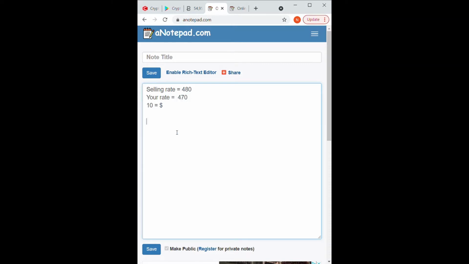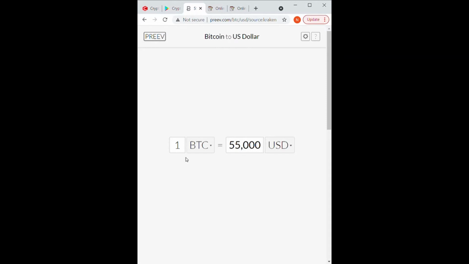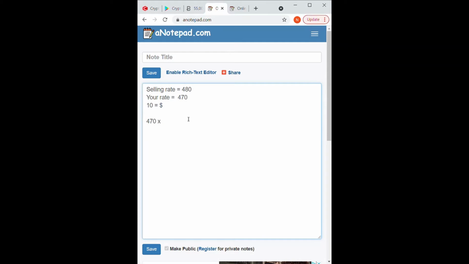So all you need to do is multiply 470 by the current Bitcoin price in dollars. Now, as you can see here, one Bitcoin is equal to 55,000 right now. It's simple. You just multiply your rate by 55,000. It's as simple as this. So you need to make sure that the rate you're using is a rate that you're going to make profits with when you decide to resell the Bitcoin to someone else. So it's simple. You buy low and you sell high.